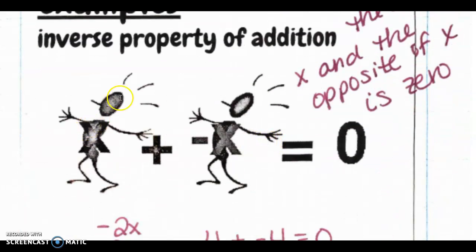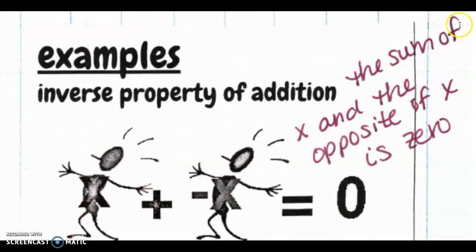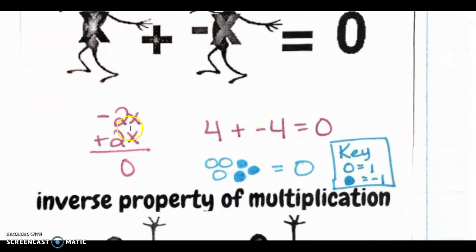Examples. The inverse property of addition, so you have this person here, it's a goofball. So you have x plus -x equals 0. So the sum of x and the opposite of x is 0. So negative 2x plus 2x is 0. And this should remind you of when you solve equations. If you have a negative 2x and you add 2x on both sides, it, quote, goes away. Well, it's because you're using the inverse property of addition. 4 plus negative 4 is 0. If you have 3 positives and 3 negatives, they cancel out and they become 0.